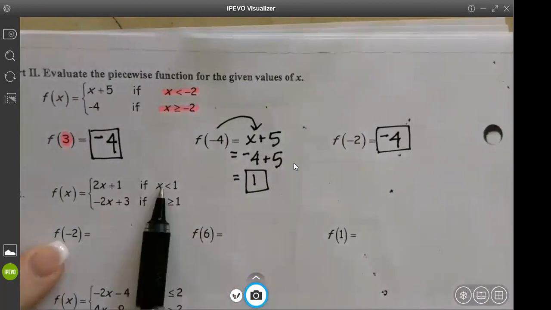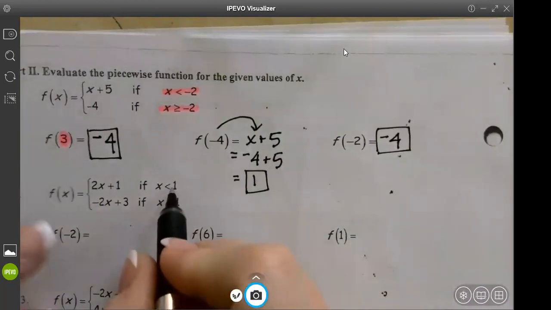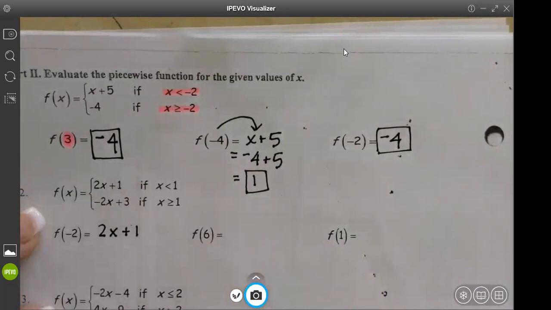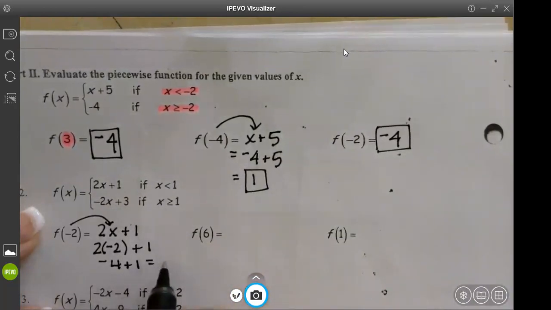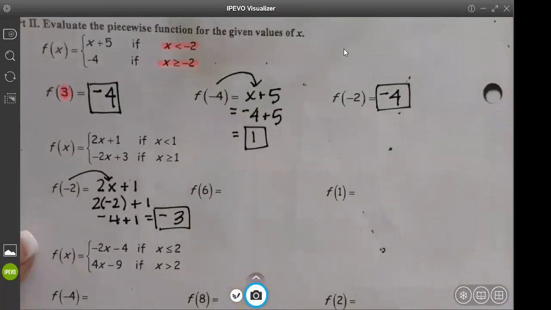Is -2 less than 1 or greater than or equal to 1? It is less than 1. So we're going to use the first function, and then we're going to plug our -2 in. So 2 times -2 plus 1. -4 plus 1 is -3. That's all you do. So evaluating is the easy part.